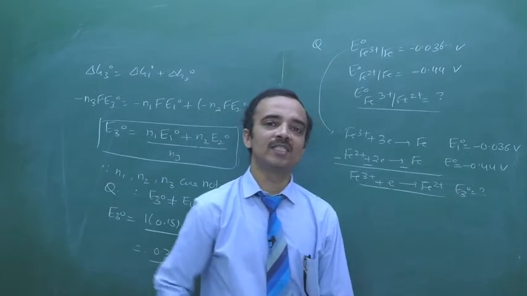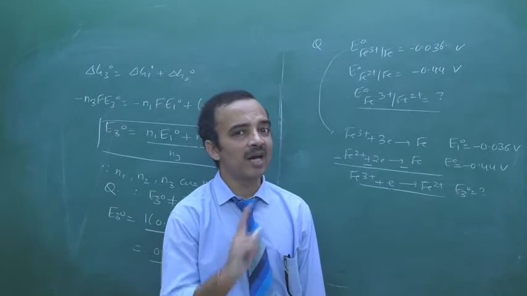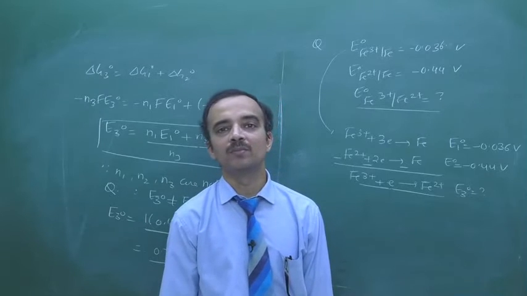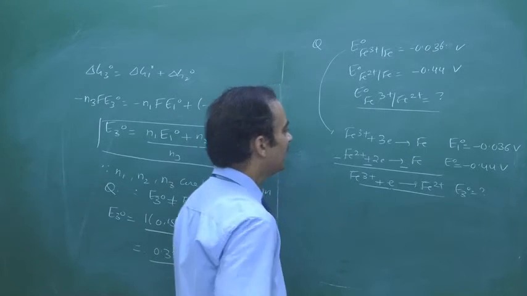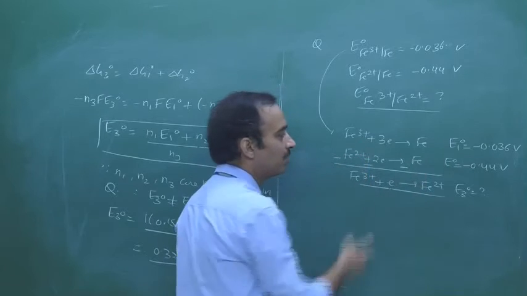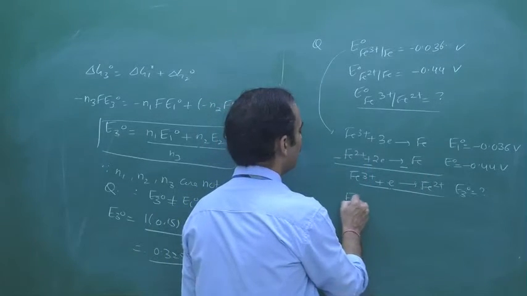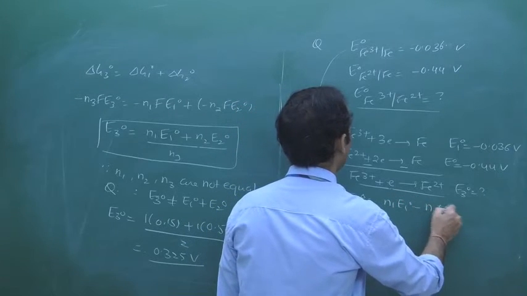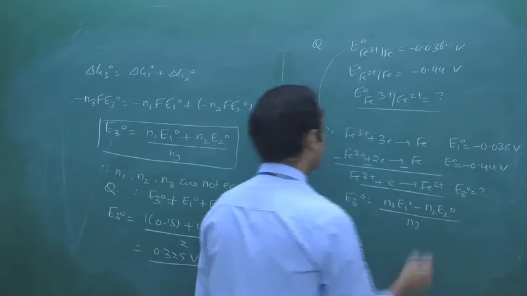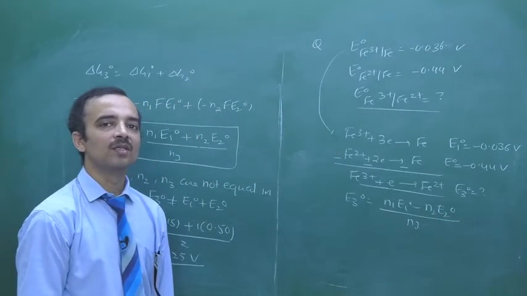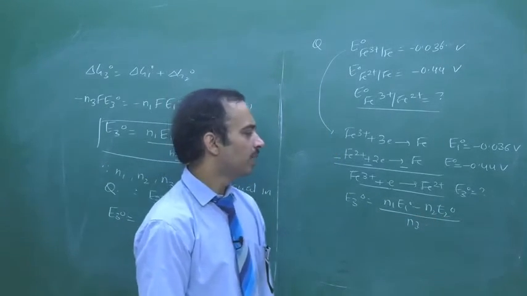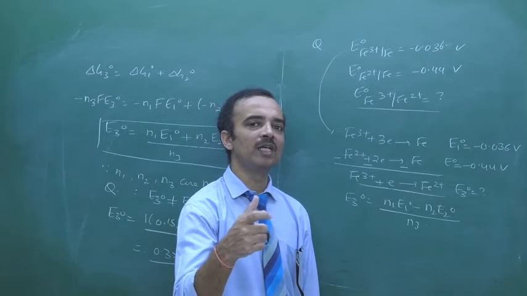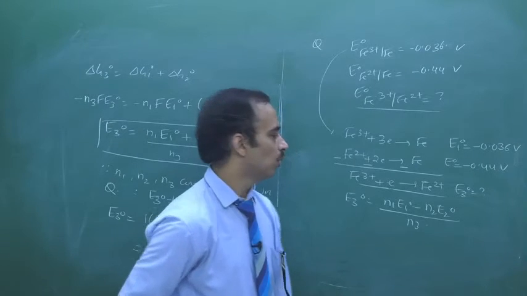Whenever two half reactions are added or subtracted to give a third half reaction, then E naughts cannot be added and subtracted. So here we can see we have subtracted them. Therefore, what is the formula now? E3 naught is N1 E1 naught minus N2 E2 naught upon N3. Is it clear? Or you may reach this formula by free energy. Delta G3 naught is equal to delta G1 naught minus delta G2 naught.